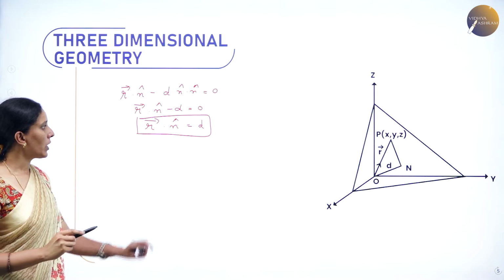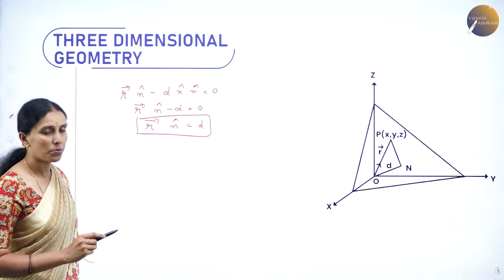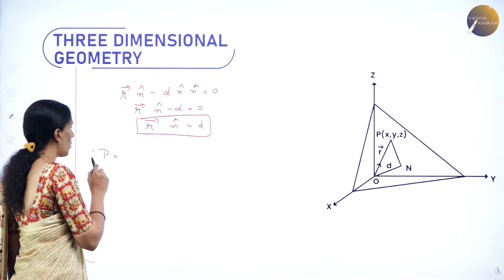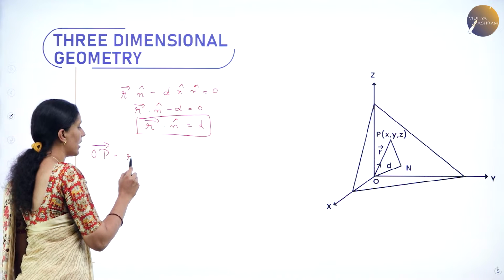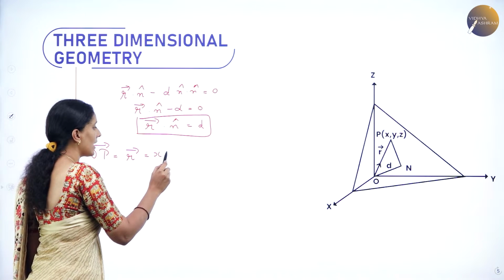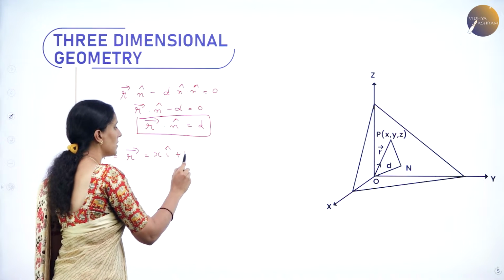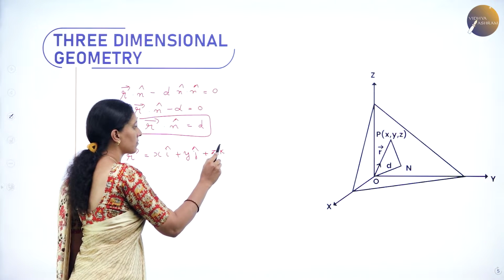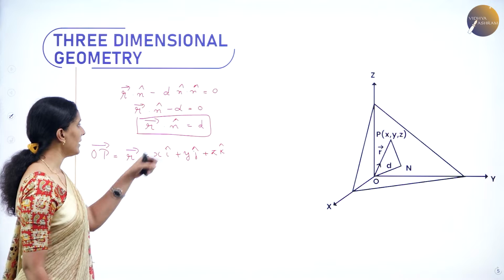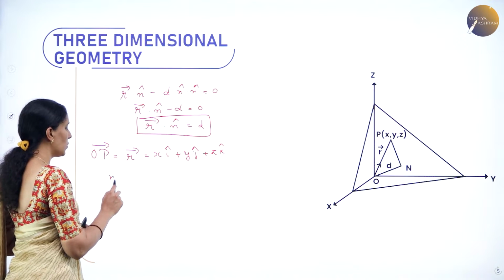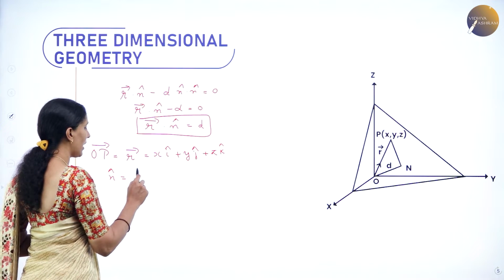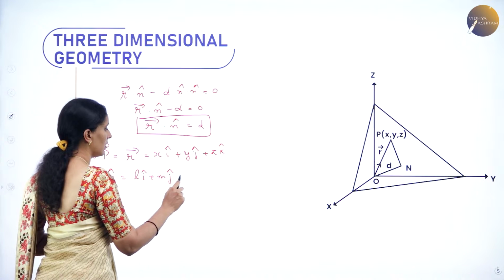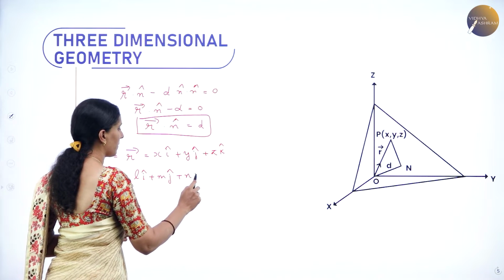Again, when you consider the point P, or vector OP, which is considered as vector R, as xi plus yj plus zk, and n cap is a unit vector whose direction cosines are given, then I can write it as li plus mj plus nk.